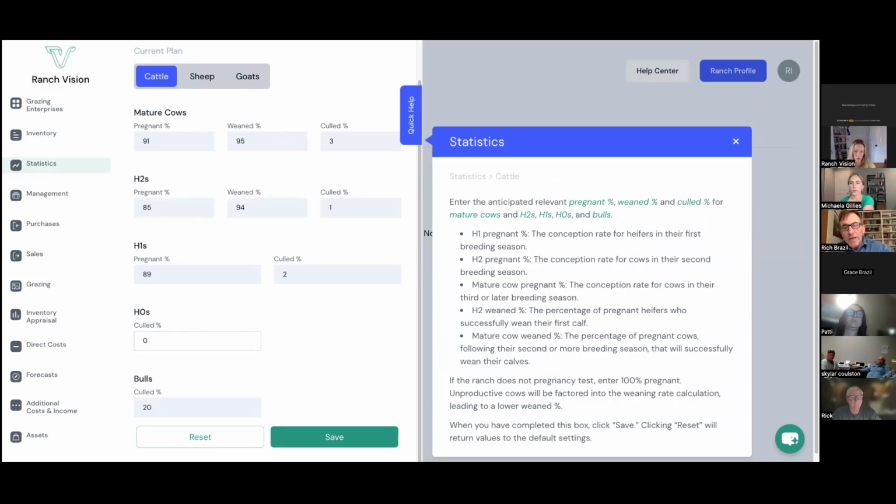So H2s, and again, it's defined right there, but it's those females that are being bred for the second time from the last event, either weaning or calving, depending on where you are in the cycle. Okay, so those are animals that are going to be bred for the second time. They're having their first calf, they're getting bred for the second time. H1s are those new breeding replacements that are getting bred for the very first time this year. And mature cows are those that are being bred for the third or more time.